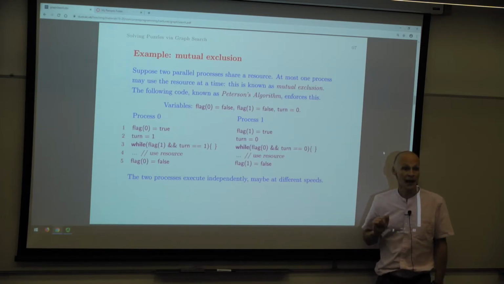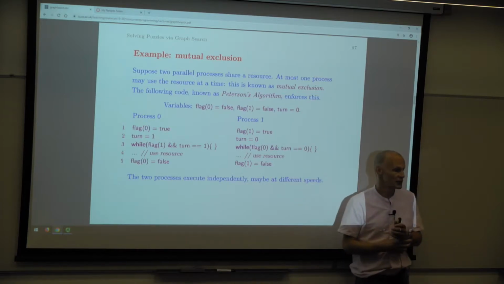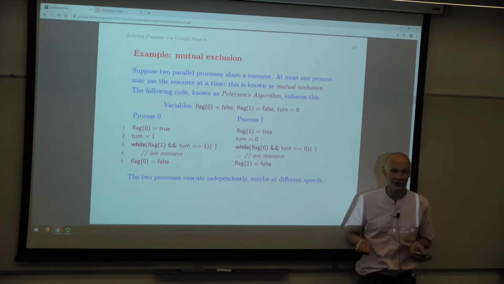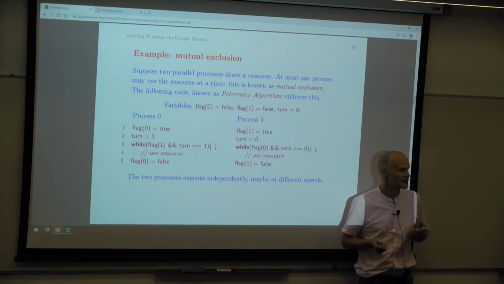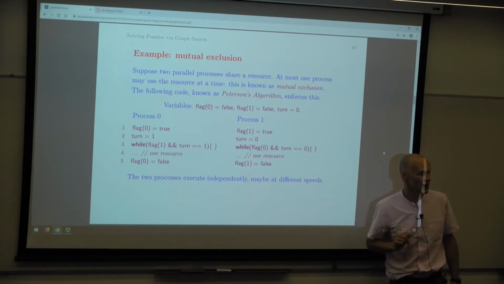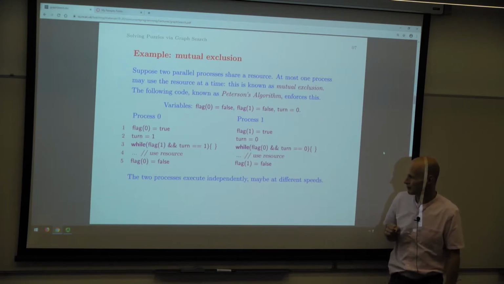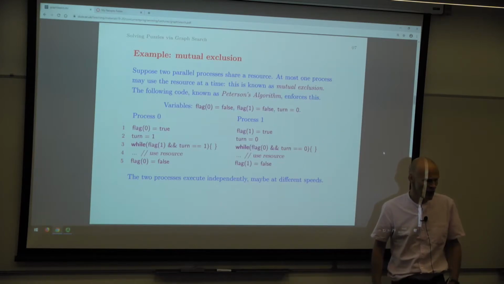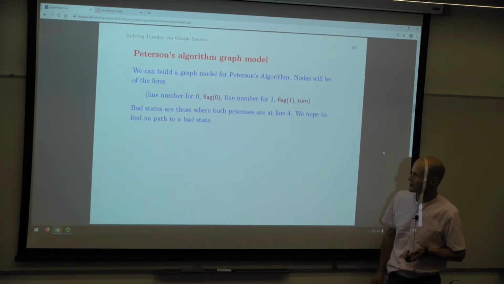These two processes execute independently, and they might run at different speeds. So the question then is: is there some way of these two processes executing, some funny interleaving of steps, that actually leads to both processes using the resource at the same time, both being at line 4 of their program at the same time? Turns out the answer is that that can't happen, that it does ensure mutual exclusion, and you might stare at the code and persuade yourself that that's true, but we want something a bit more persuasive than that. We can do that by building a graph model of this scenario.